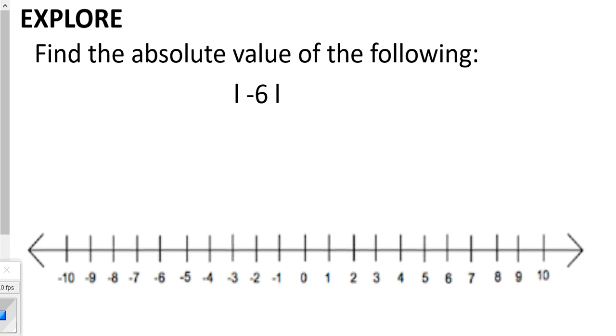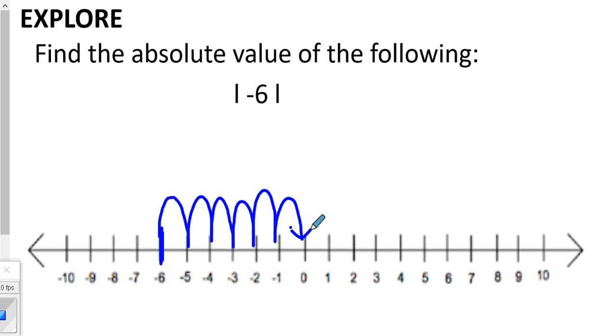Here we want to find the absolute value of -6. So if we look at -6 on a number line, we can see that it's right here. And we know the absolute value means that you have to find the distance from 0, so we just count. 1, 2, 3, 4, 5, 6. So it's 6 units away from 0, therefore the absolute value of -6 equals 6.